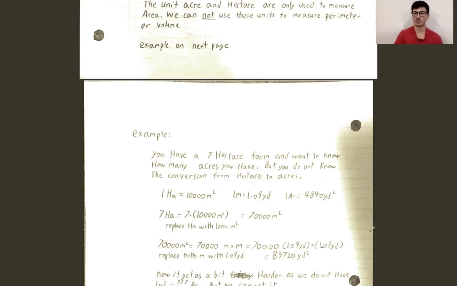Okay, so this is going to give us a total area of 83,720 yards squared. So now we've successfully converted from hectometers to meters squared to yards squared.